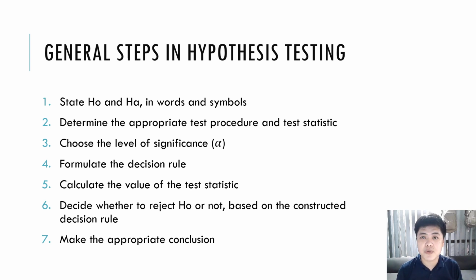Number four, formulate the decision rule based on the table. Number five, calculate the value of the test statistic. Okay? Ito yung formula natin. And then, number six, you're going to decide whether to reject or not to reject the null hypothesis. And dun nga pala, in number six, you're going to get the tabular value. And number seven, you're going to make an appropriate conclusion. You go back to the problem, sagutin nyo kung ano yung gustong sagutin sa problem. And that's it.